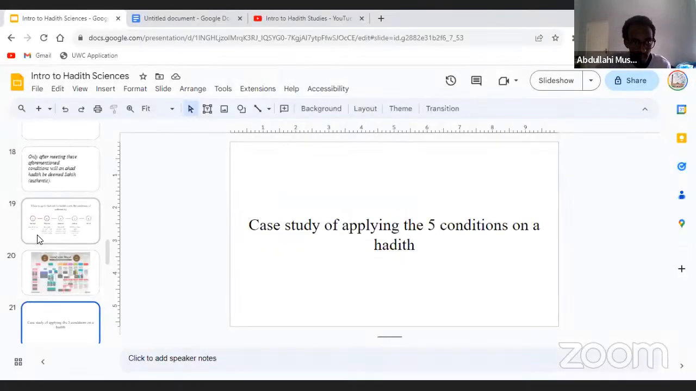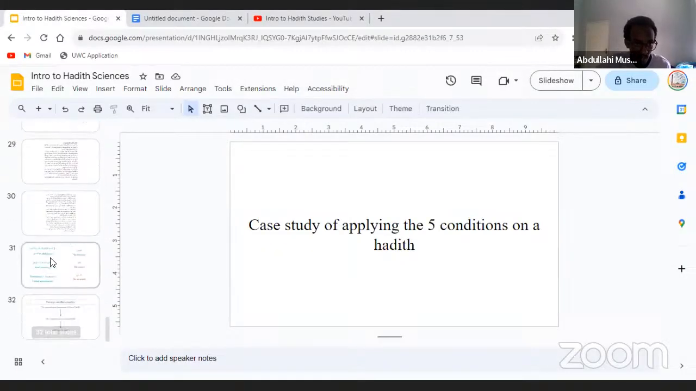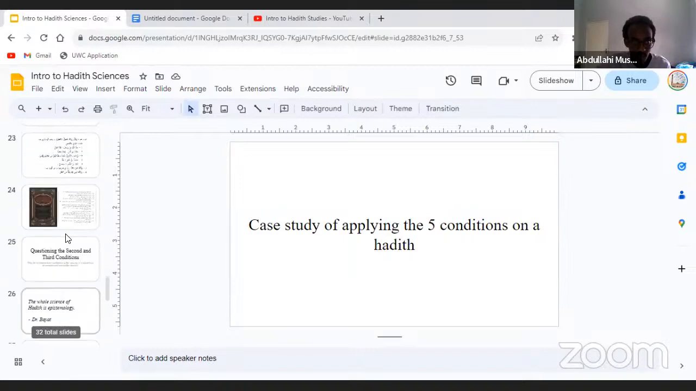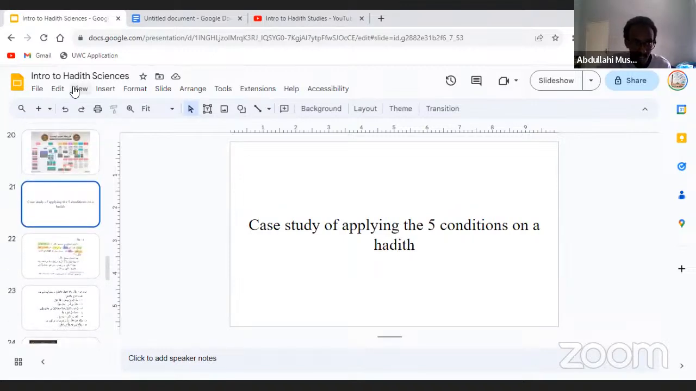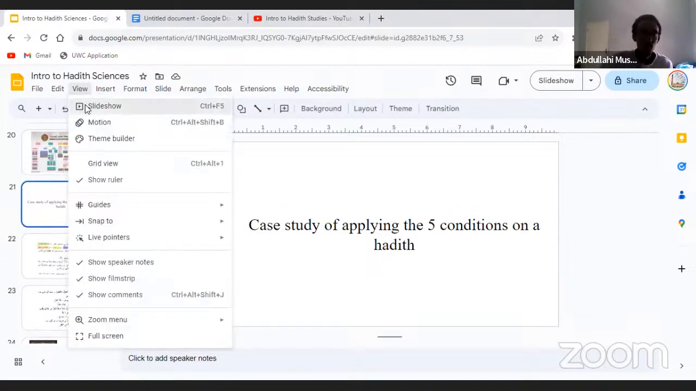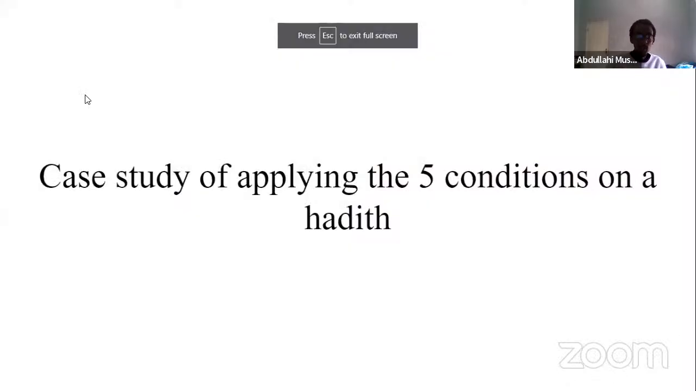Let me just see how many slides are left. So we have around 11 slides left. I hope we'll be done in good time. Okay, now we're going to look at a case study of applying the 5 conditions on a hadith.